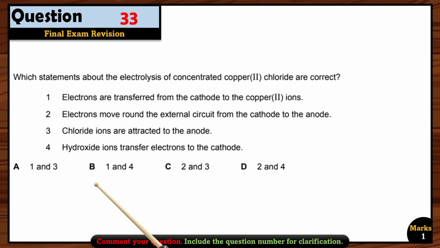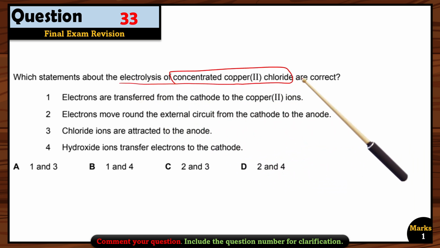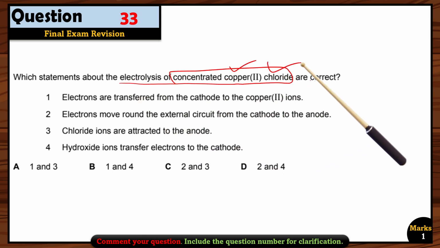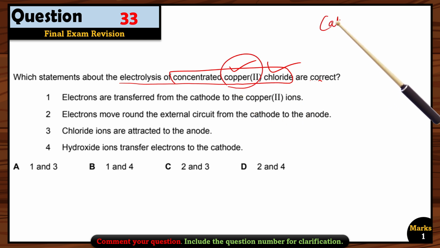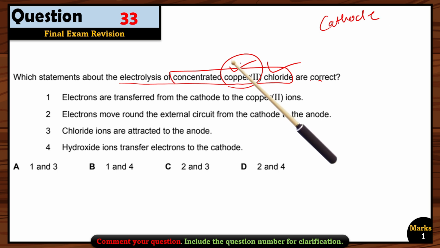Question 33. Which statements about the electrolysis of concentrated copper chloride are correct? Copper chloride. Remember, now we have copper, right? So at the cathode, you are not going to get hydrogen, even if it is aqueous, right? Concentrated means it's aqueous.